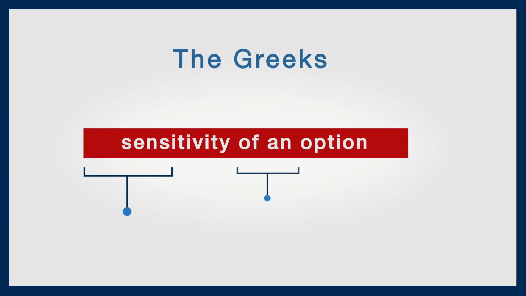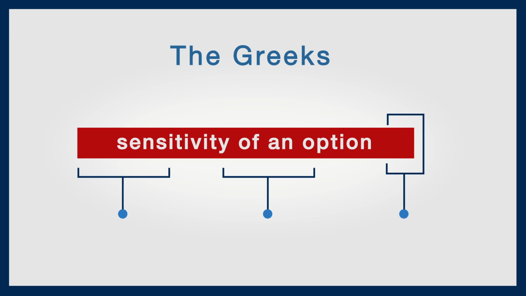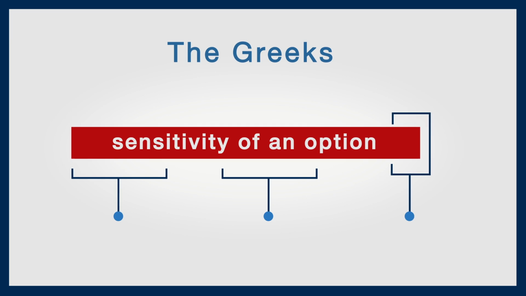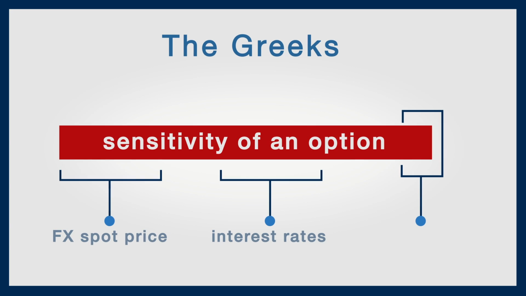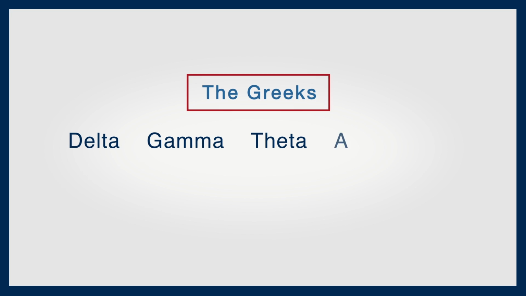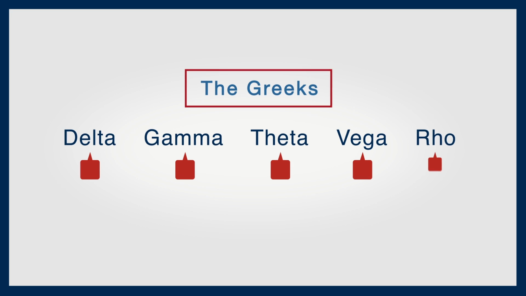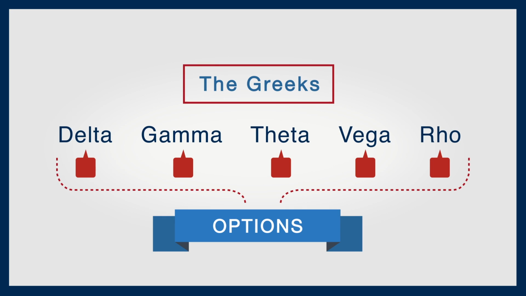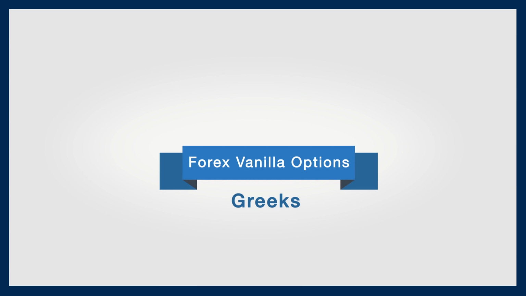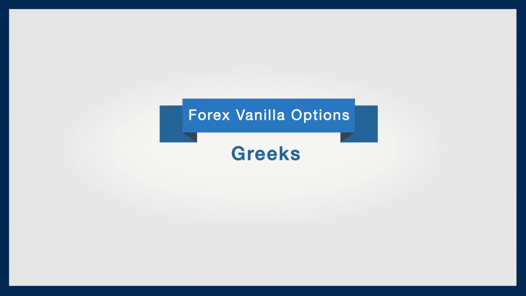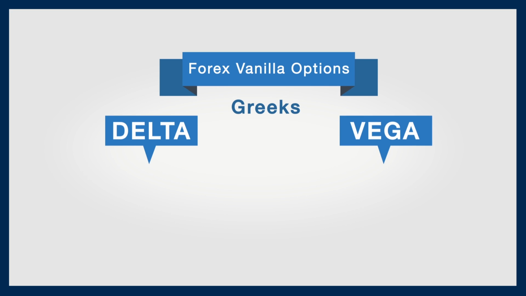The Greeks. Option traders constantly measure the sensitivity of an option or an option portfolio to the various pricing parameters, such as the FX spot price, interest rates, or implied volatility. Those sensitivities are referred to as the Greeks, as they're named after Greek letters. Greeks can be thought of as risk measurements, as they each define a certain risk associated with a particular option. The main Greeks that an option trader needs to know are delta and vega.